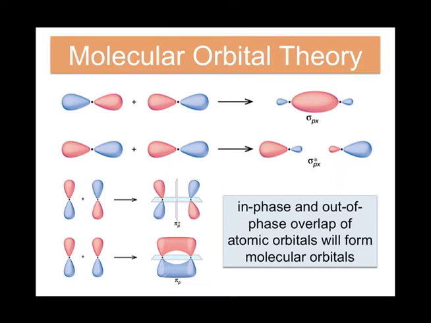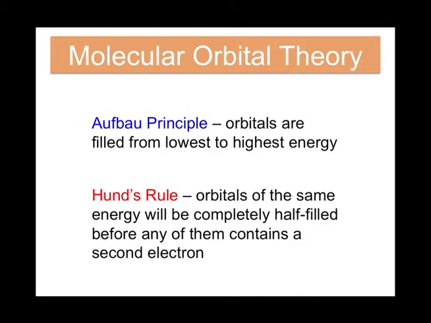Just like any other type of orbital, each molecular orbital can hold two electrons, and we fill them just like atomic orbitals, according to the Aufbau principle, from lowest energy and then upwards. Hund's rule also applies, so that for a set of degenerate orbitals, they will all be half-filled before any of them contains a second electron.